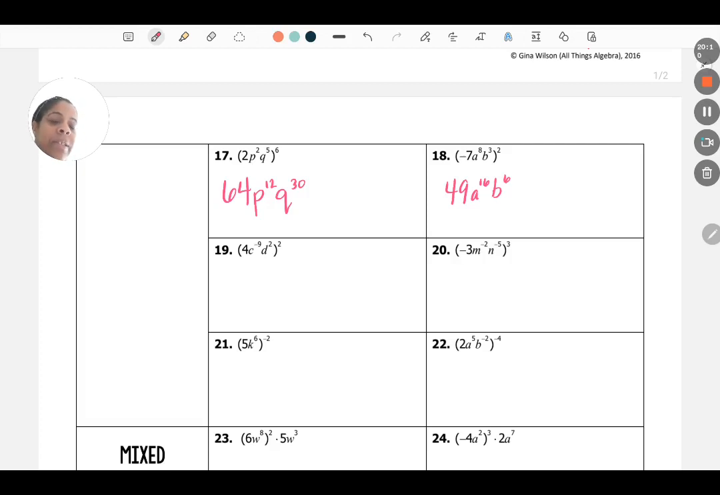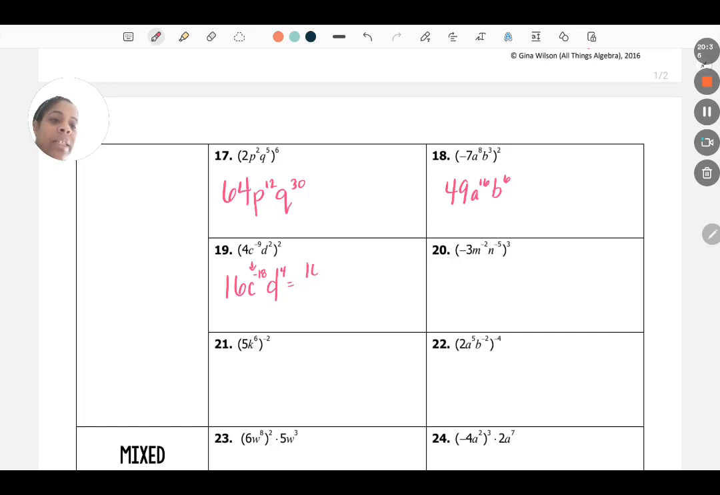All right. We have 4. 4 times 4 is 16. And then we have C, negative 9 times 2 is negative 18. Times D, 2 times 2 is 4. And we have a negative here, so we have to get rid of that. So this looks like this.